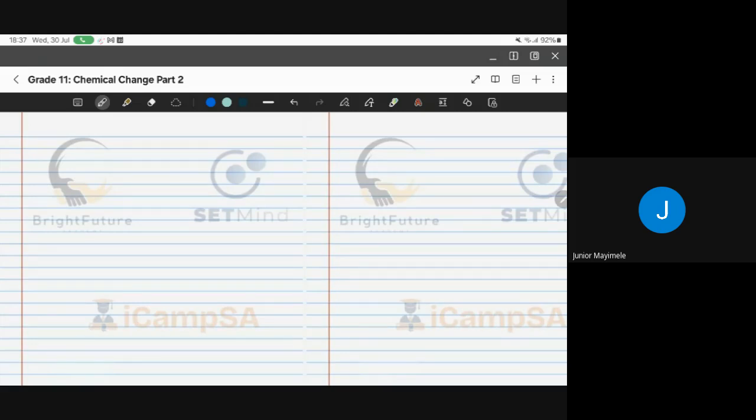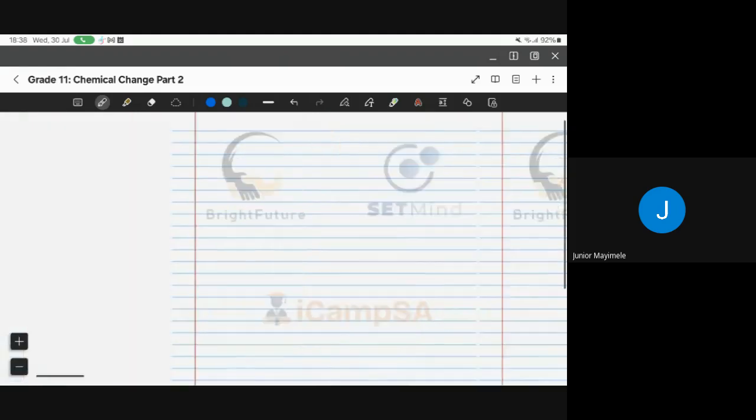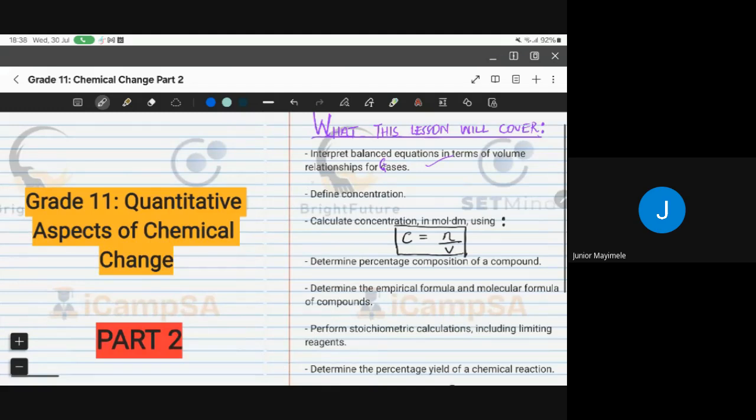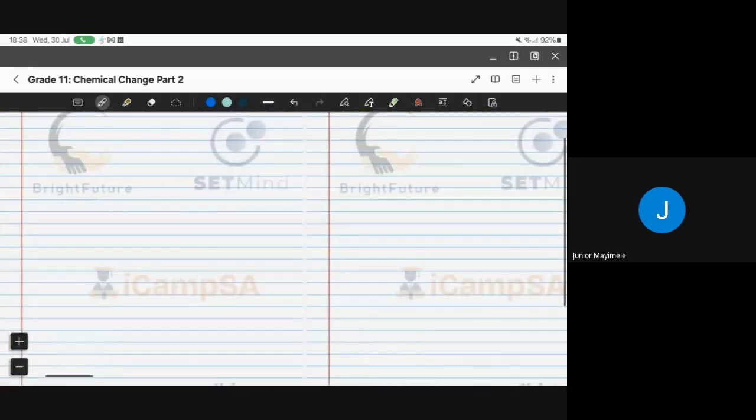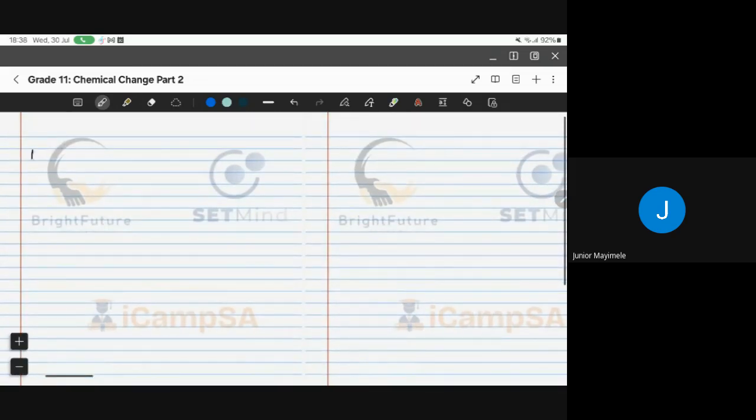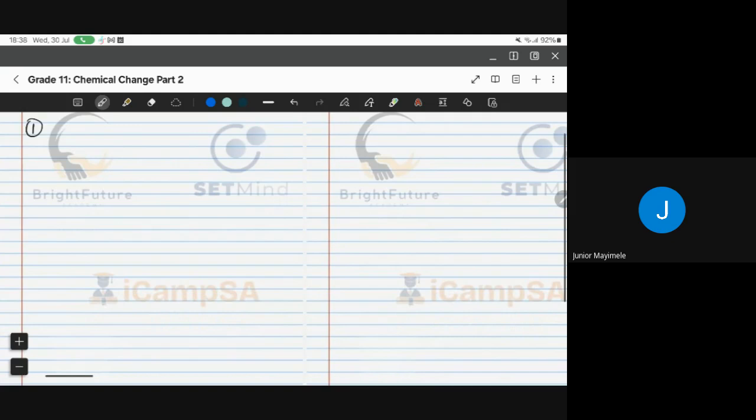All right, so we'll start with the first point. If you remember Avogadro's law, it says, well, at a constant temperature and pressure, the volume of gas is directly proportional to the number of moles of gas. So in relation to our first point here, we want to be able to interpret any balanced equation in terms of volume relationships for gases. What does that mean? When you have an equation like this, say you have, this is point one. Let's say you have an equation where hydrogen reacts with oxygen to give you water, just a simple one.